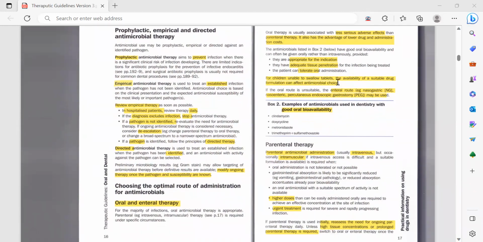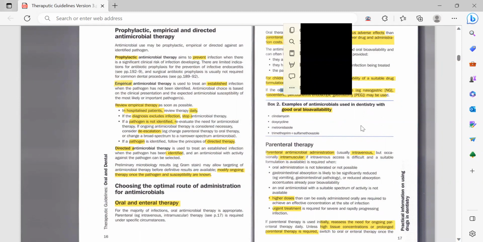For children unable to swallow tablets, the availability of a suitable drug formulation can affect antimicrobial choice. With children, you all know that they do not really take tablets because they do not know how to swallow them. So generally we commonly use suspension for them, and sometimes for some antibiotics the suspension is not available, so this can affect the choice.